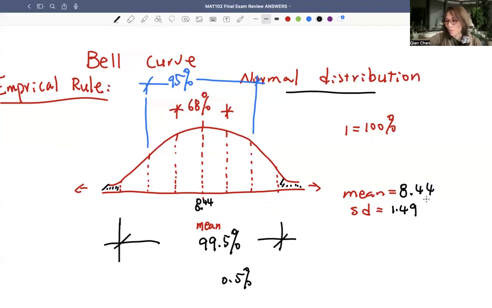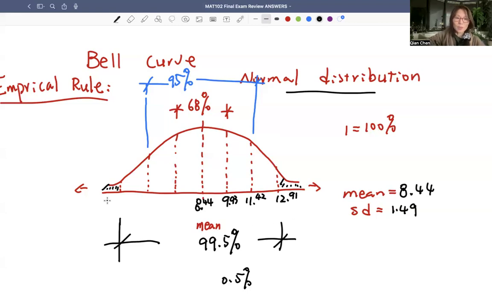So 8.44, let me use my calculator. One standard deviation apart, I'm going to do 8.44 plus 1.49. So I get 9.93. Then I'm adding another 1.49, so that's two standard deviations apart, which is 11.42. I'm going to add one more, that would be three standard deviations apart, so this would be 12.91.